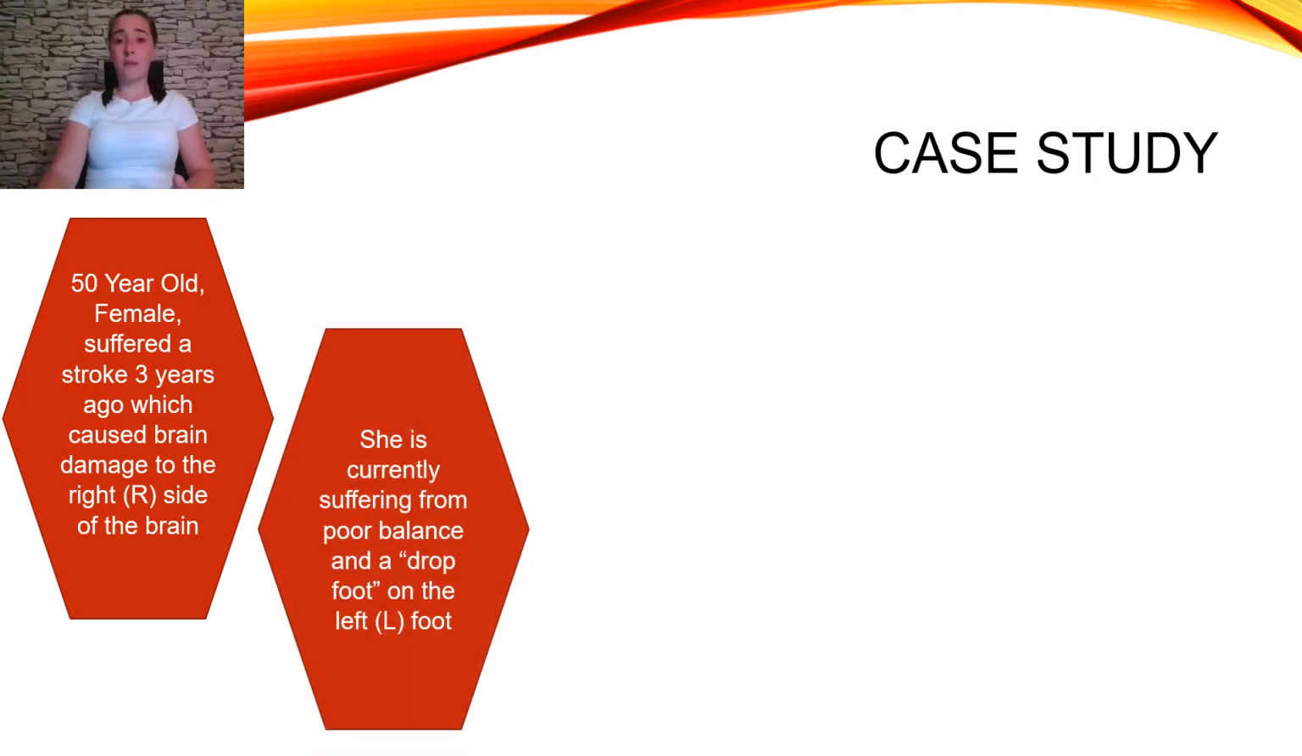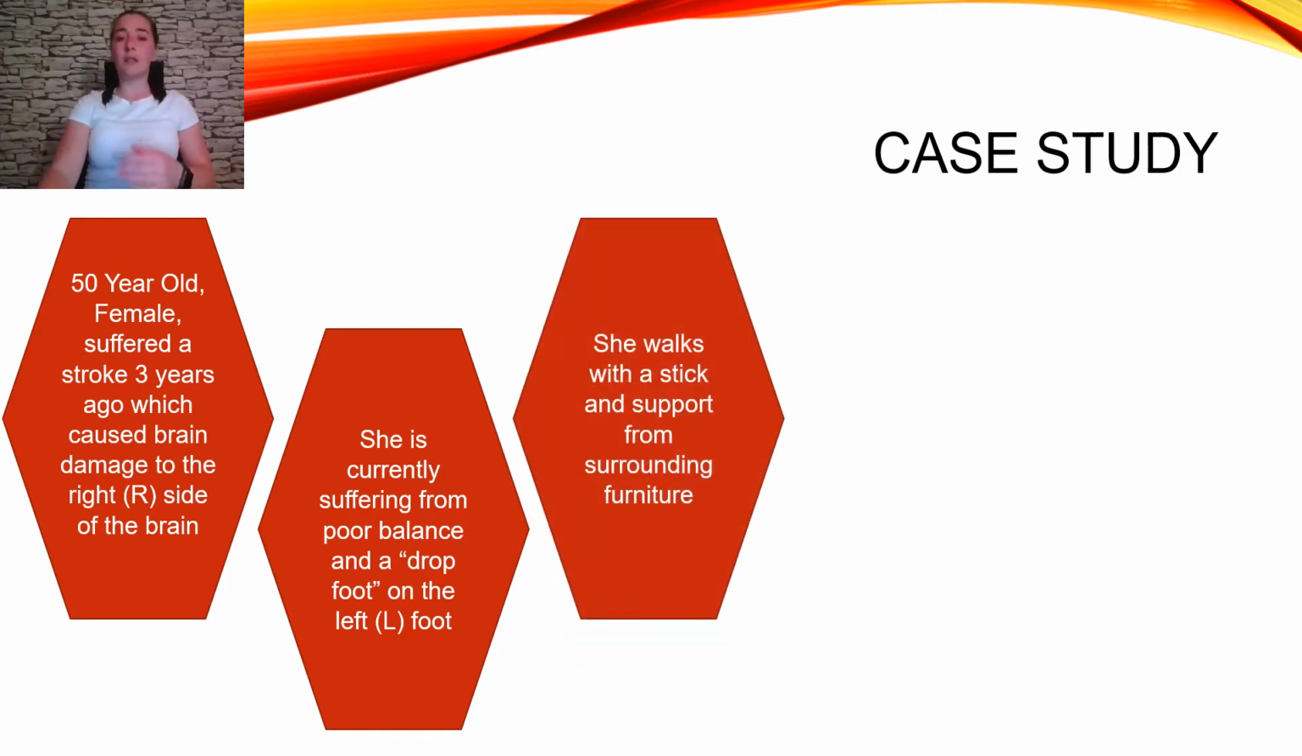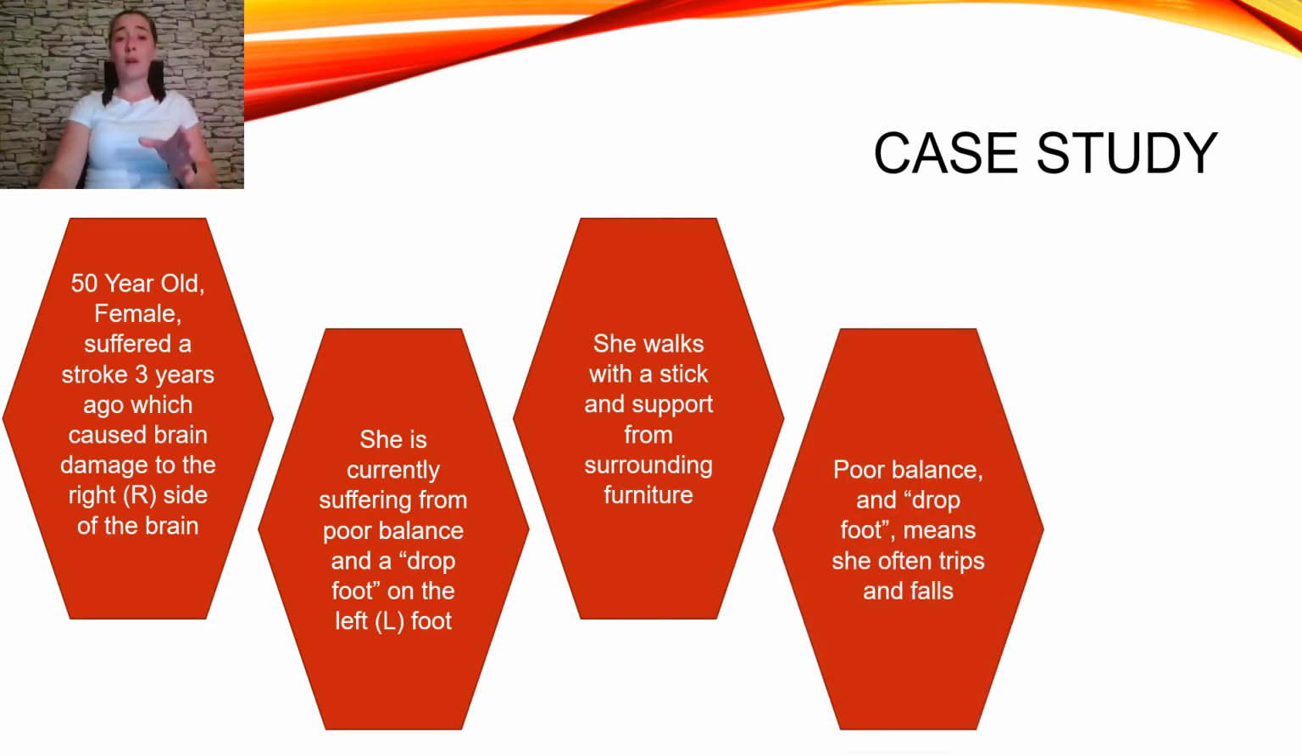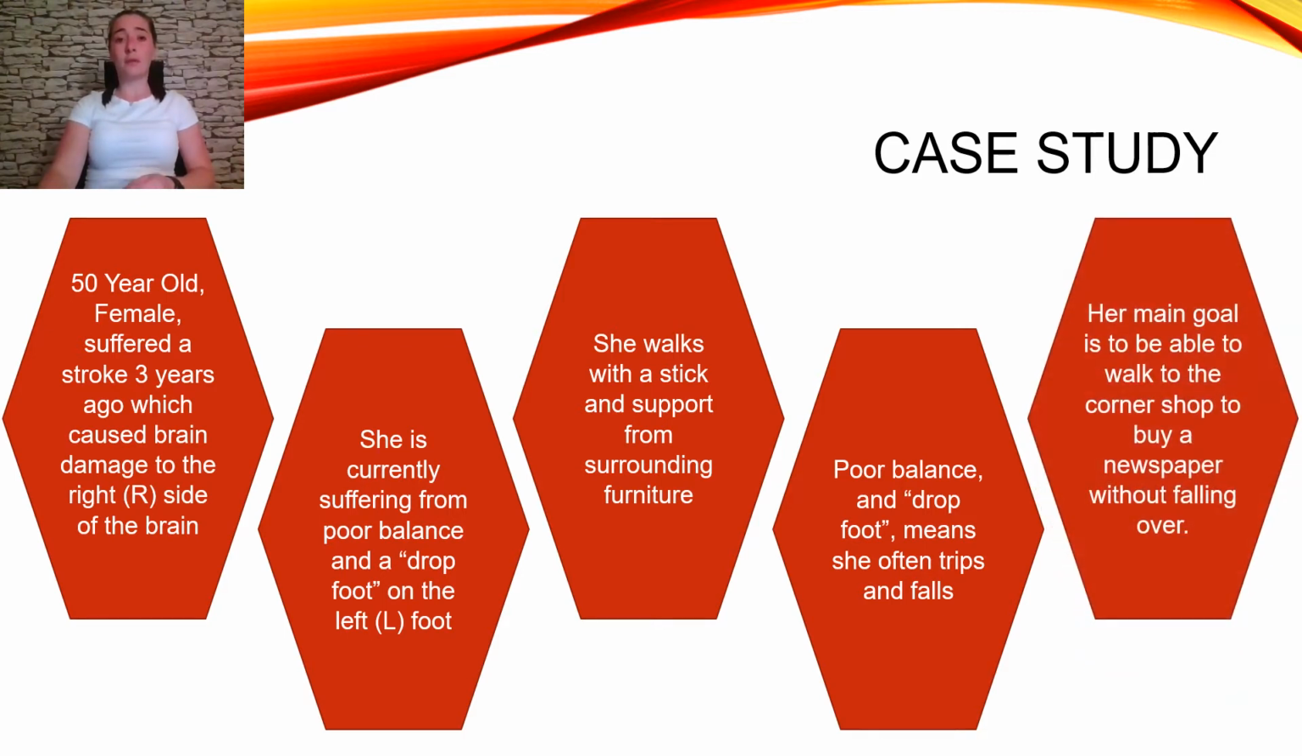She currently suffers from poor balance and a drop foot on the left foot. She uses a walking stick and support from surrounding furniture. And as a result of her poor balance and drop foot, she often trips and falls. Her main goal is to be able to walk to the corner shop, buy a newspaper without tripping and falling.